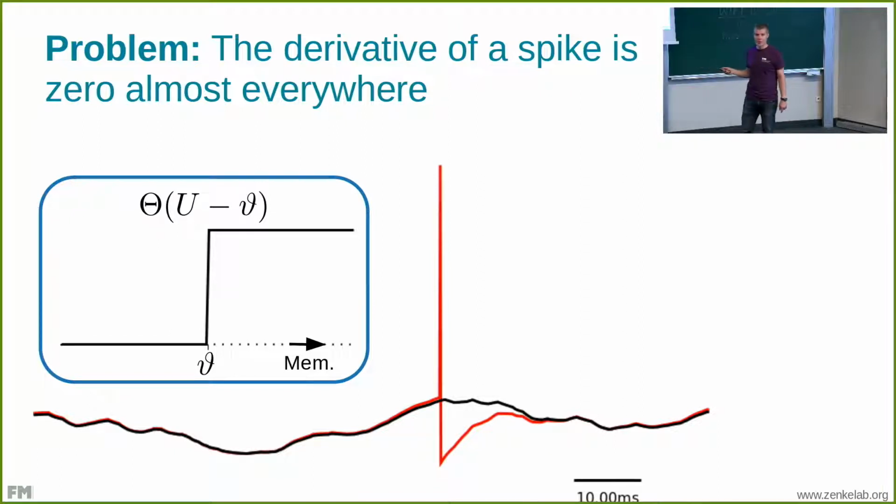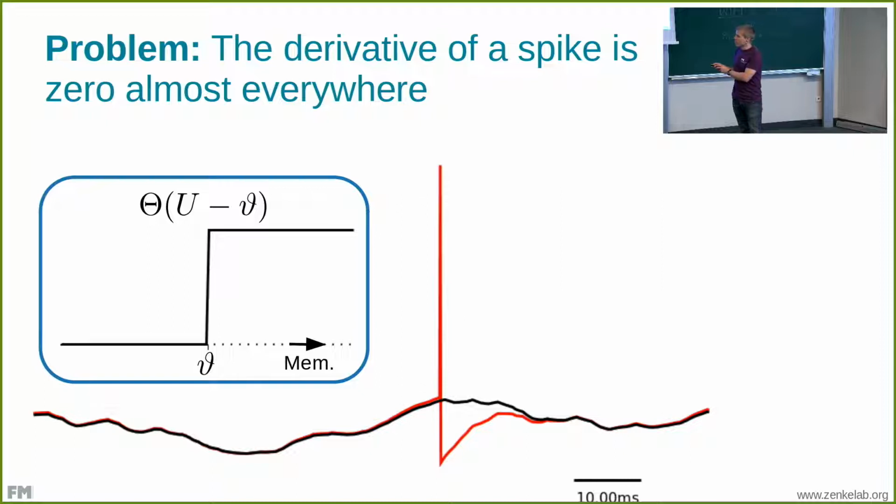So the problem in the equation is that you want to compute derivatives of this equation, and you have a component in it where the function itself has a part that's a step function. That's because neurons spike.